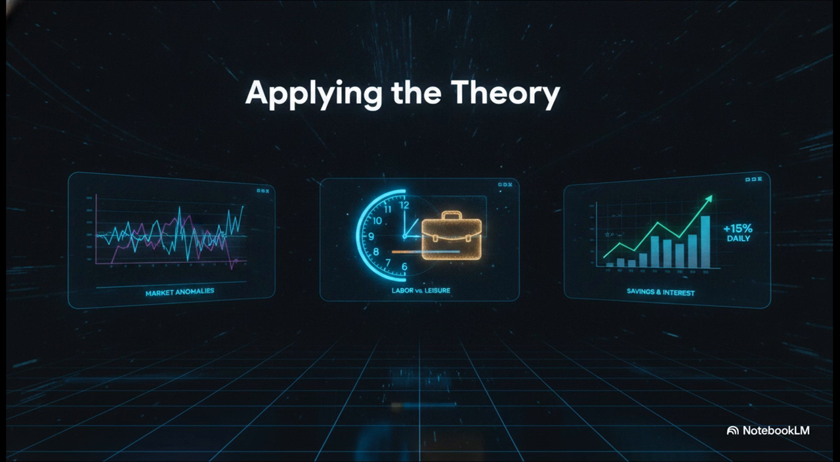What about your job? Well, you're constantly weighing the trade-off between income from working versus the joy of leisure time using this exact same model. And savings? When interest rates change, your internal OS uses these identical curves to decide whether to consume your wealth today or save it for future consumption.